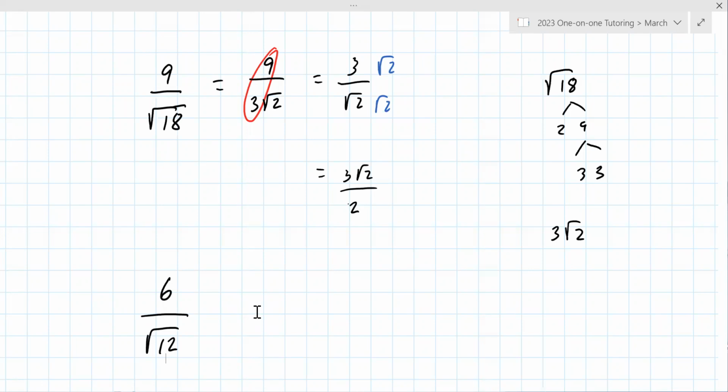I got 2 square root of 2 over 2. 2 square root of 2 over 2, like this. So you're almost there, right? Those can cancel.